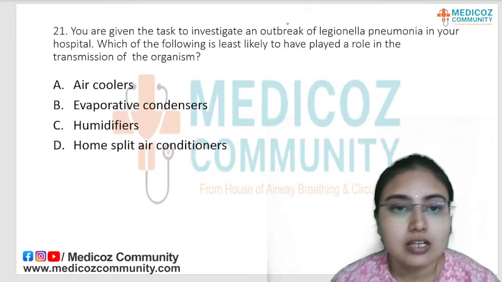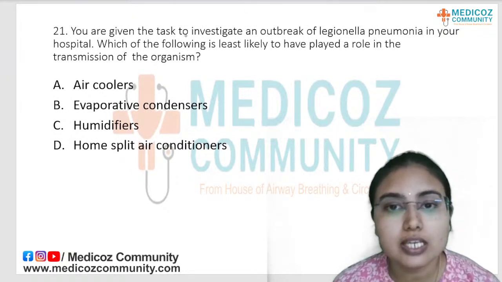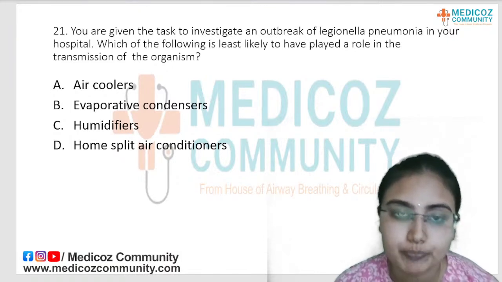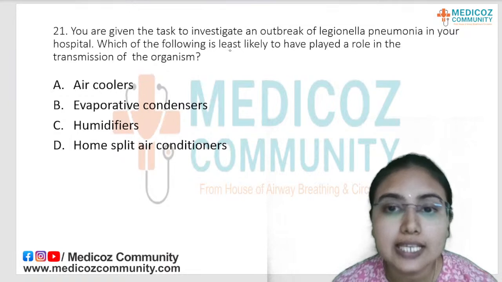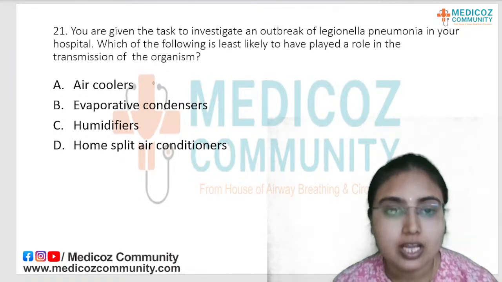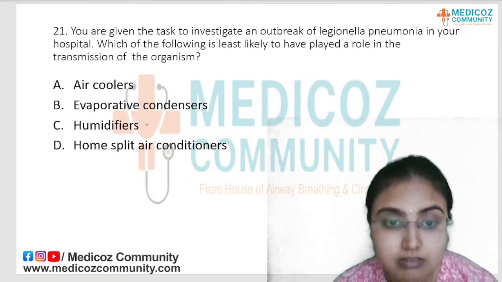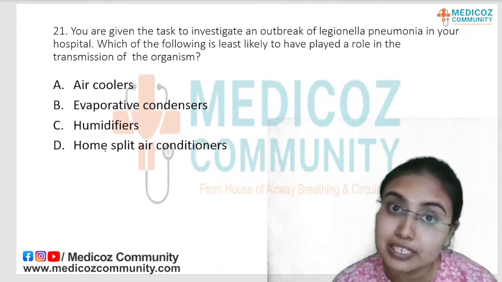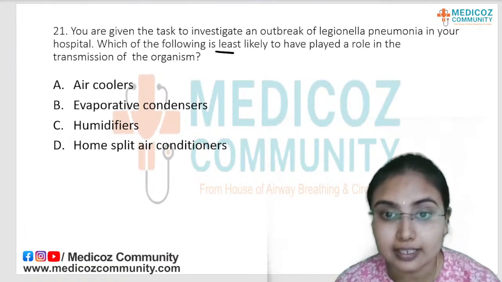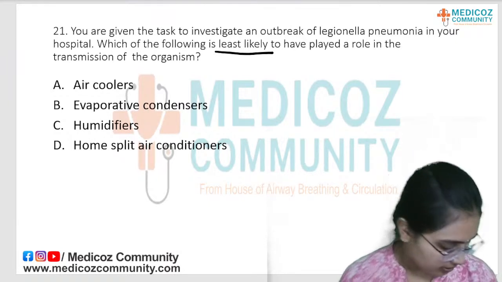Okay. So this is a very interesting question. You are given the task to investigate an outbreak of Legionella pneumonia in your hospital. Which of the following is least likely to have played a role in the transmission of this organism? Is it air coolers, evaporative condensers, humidifiers, or they have specifically mentioned home split ACs? What do you think is least likely? Please guess in the chat box. Let me know what you think.